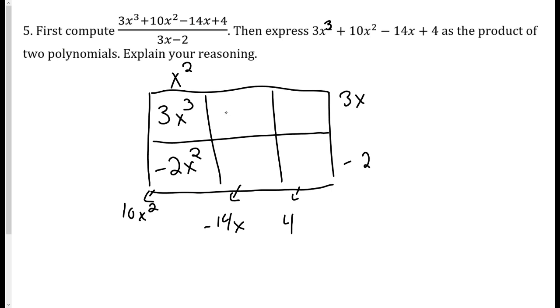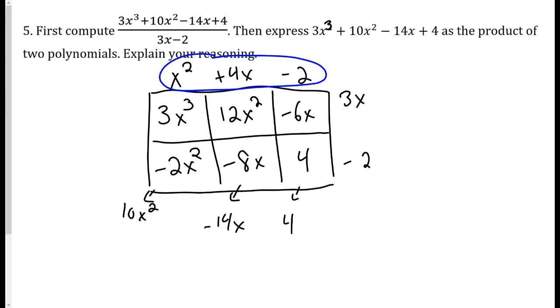What plus minus 2x squared gives me 10x squared? 12x squared. What times 3x gives me 12x squared? Plus 4x. Multiply through. I need a negative 6x to get a minus 14x. Negative 2 times 3x gives me negative 6x, and we get 4. So the quotient is x squared plus 4x minus 2.